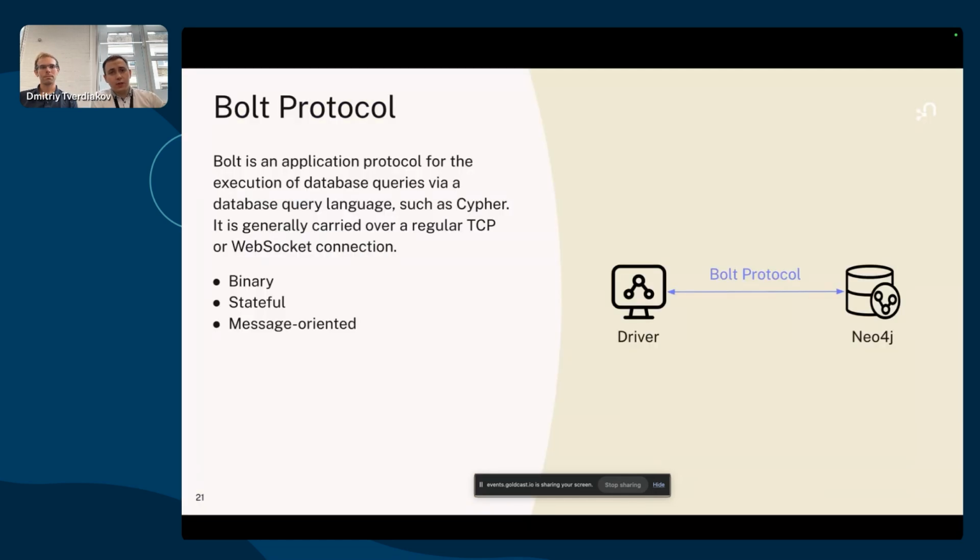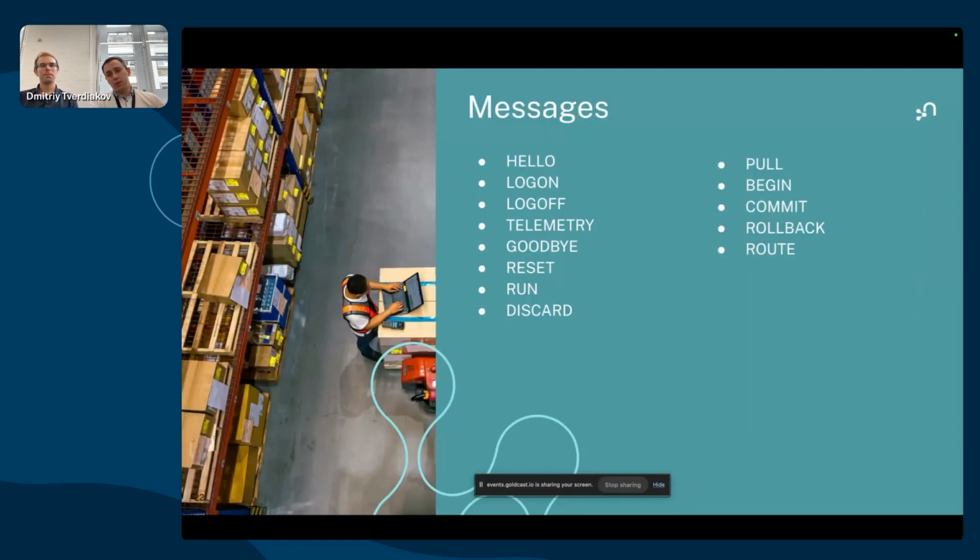So like I mentioned, the official drivers all use the Bolt protocol for communication with the database. It's an application protocol. There are some specific traits we want to focus on here, which is the fact that it's a binary protocol, it is stateful, and it is message oriented. So typically the driver opens a connection to the database and sends messages back and forth to communicate with the Neo4j server. So obviously it has a number of messages to do this job. There are different types of them, like the run message, which actually sends the query to the database. There are messages to begin a transaction, to commit it, to roll it back, etc.